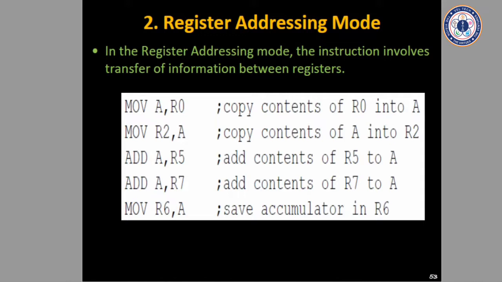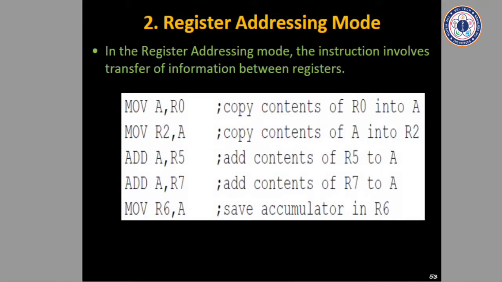Here we can see some examples. MOV A,R0. Here R0 is a register. The content available in register R0 is copied to register A. Similarly, we can see ADD A,R5. What do you mean by ADD A,R5? It means the content of R5 is added with the content of the accumulator, and the result will be stored in the accumulator. So this is the example for register addressing mode.